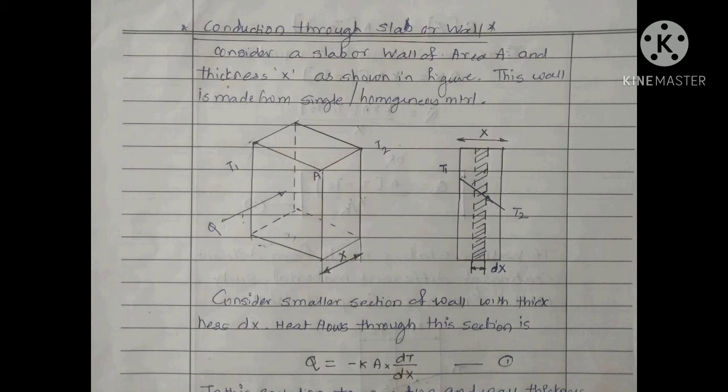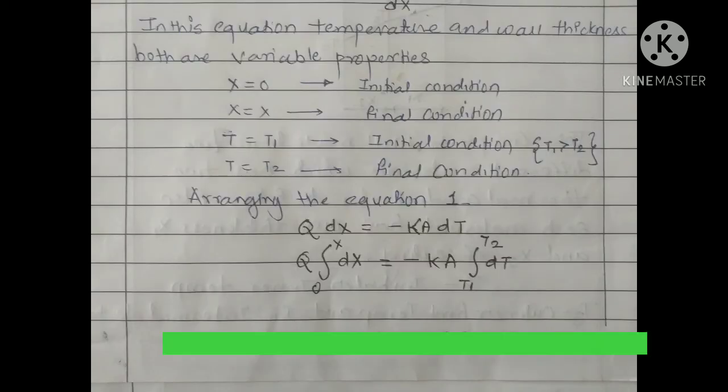Look at the right hand side figure. This is the side view of that wall in which a small section of the wall thickness is considered to be delta X, due to which a temperature difference delta T occurs. According to Fourier's law, we have the equation of Q, that is Q is equal to minus K A into delta T upon delta X. Now we are going to reshuffle the terms of this equation. Here it is to be considered that the thickness and the temperature, both these parameters are variables. That is, your thickness changes from x equal to 0 to x equal to x, and the temperature changes from T1 to T2. So T1 is called the initial temperature and T2 is called the final temperature.